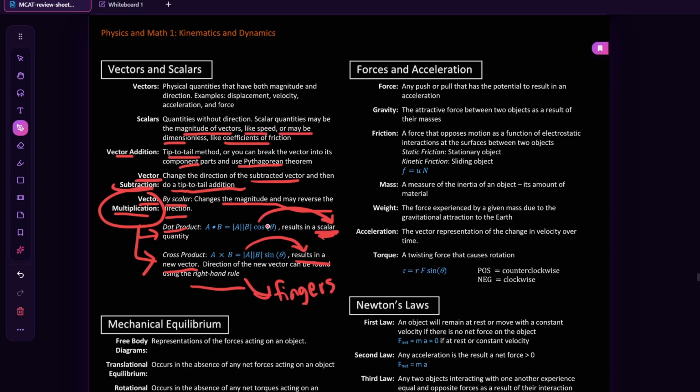So if they point the exact same way, where theta is 0 degrees, cos 0 is equal to 1, so you just get a plain product of their magnitudes. If they're perpendicular, so 90 degrees, where theta is 90 degrees, cos 90 is equal to 0, so the dot product is going to be 0.